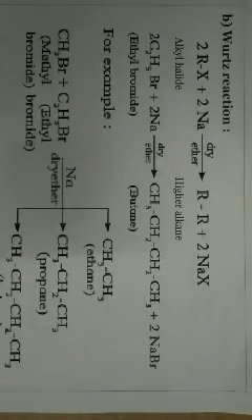We can see one example given below, the example of ethyl bromide. Two molecules of ethyl bromide react with sodium metal in dry ether and form butane, CH3CH2CH2CH3, plus 2NaBr. So in the product we are getting a compound having 4 carbon atoms, and the starting alkyl halide has 2 carbon atoms. So here the number becomes twice that of the starting alkyl halide.